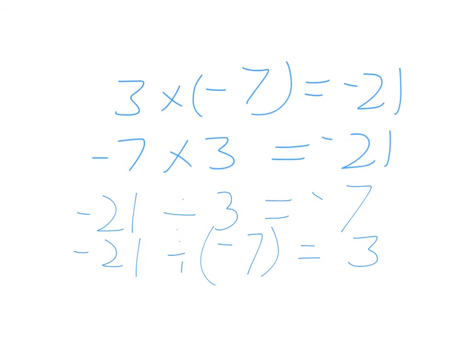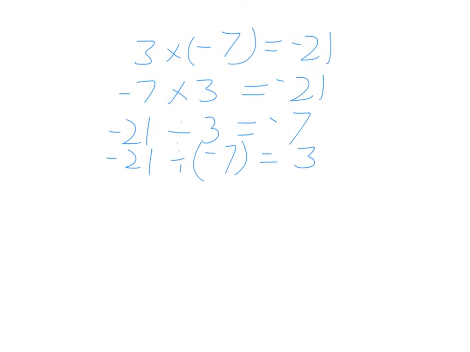Looking at this, what conclusions could you draw about when you're dividing integers? In this case, I have a negative dividend, a positive divisor, my quotient is negative. Negative dividend, negative divisor, my quotient is positive. Are there any patterns we can notice here?